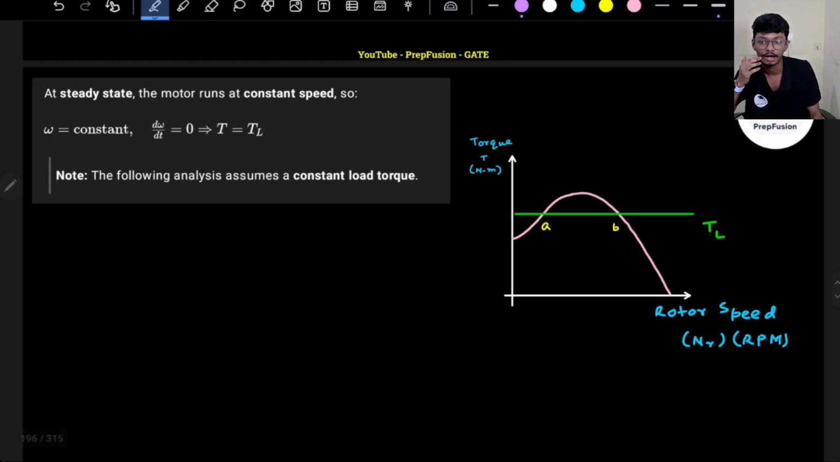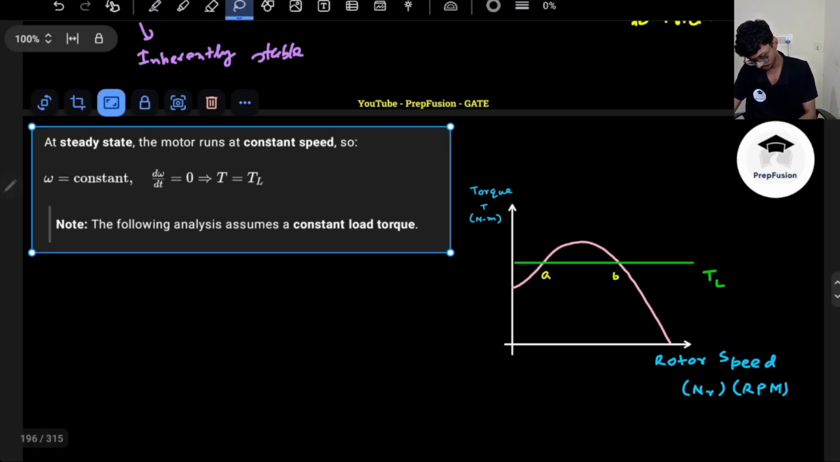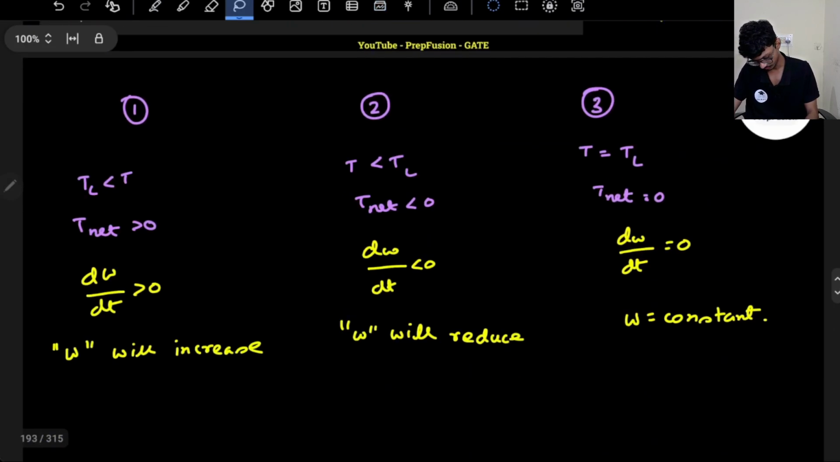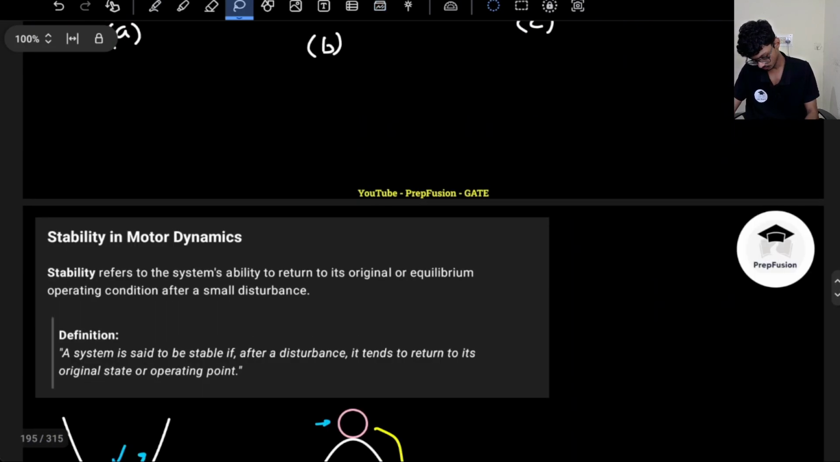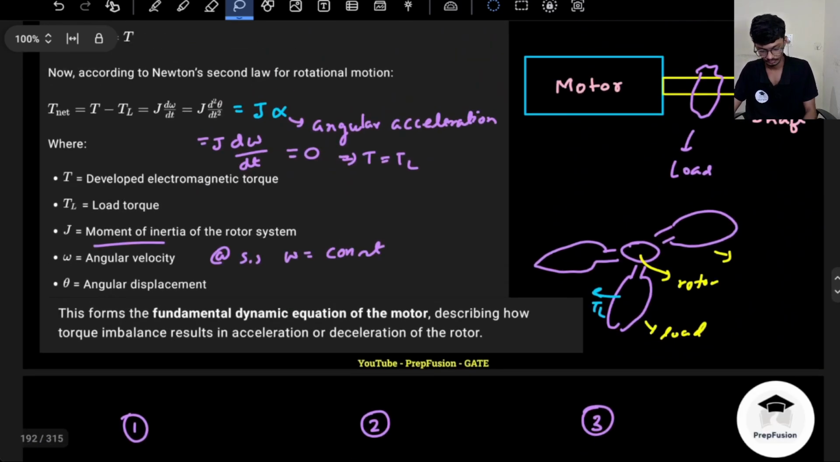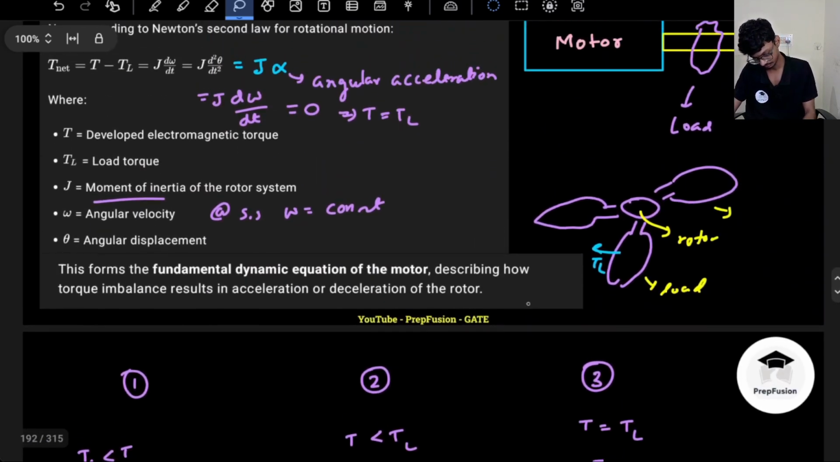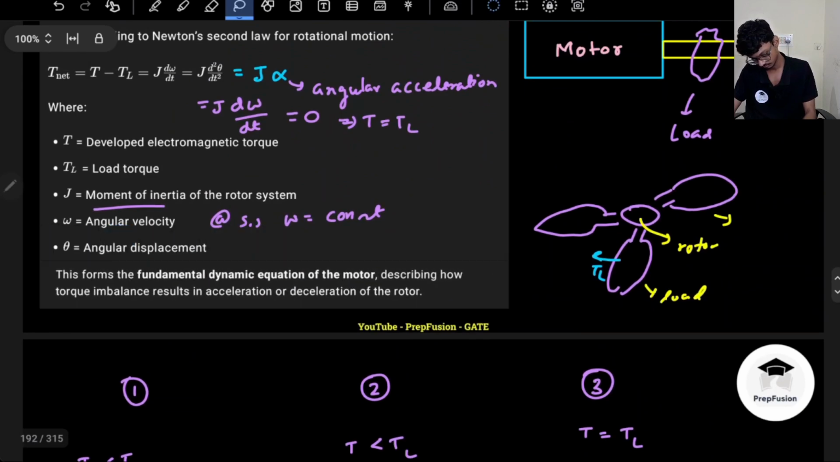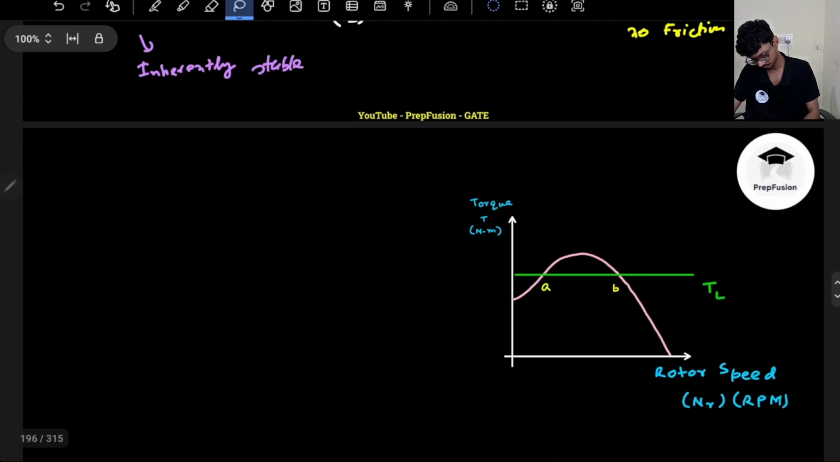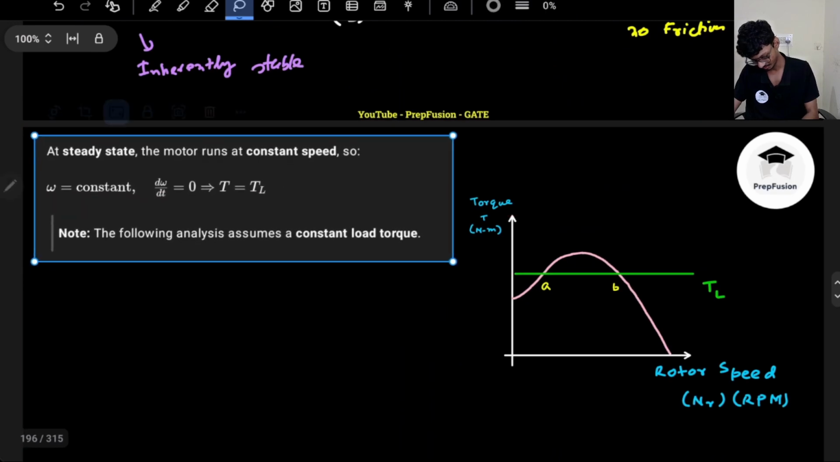How can I mathematically explain that it will be inherently stable? Okay, so here, this should actually not be here, this should be here. We don't have any space over here. Where do I place it? Let me place it here only. No other option.